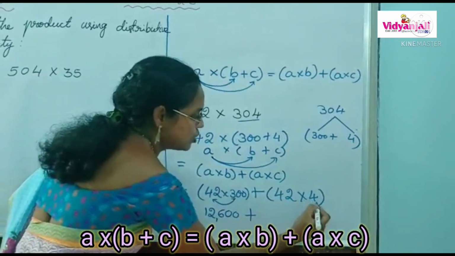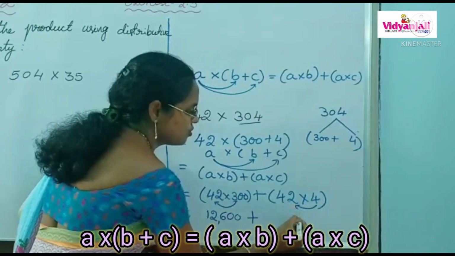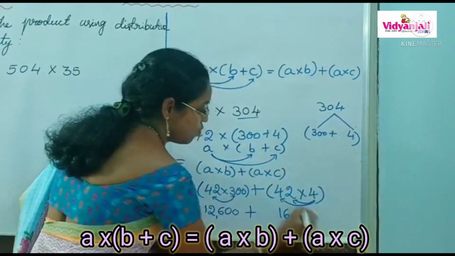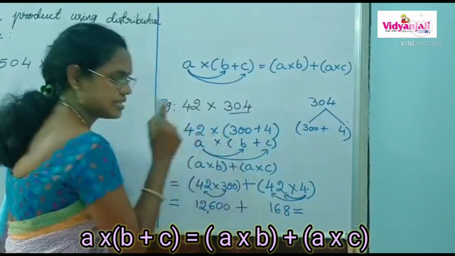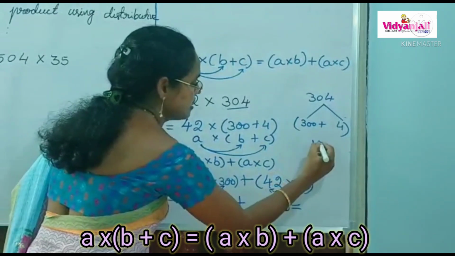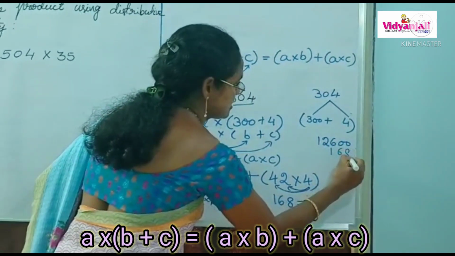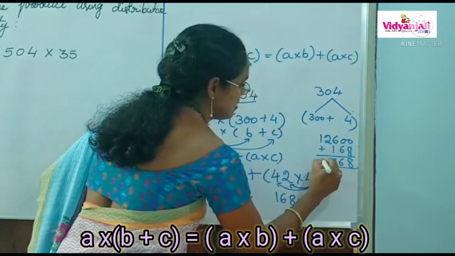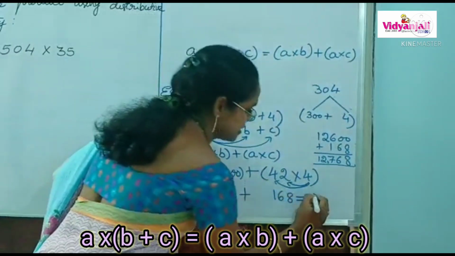Next, 42 into 4. Let us find the product. 4 twos are 8, 4 fours are 16. So 168. Now we need to add these two numbers. Here I am adding 12,600 and 168. 8, 6, 7, 12. So 12,768.